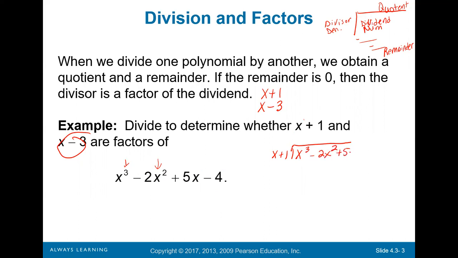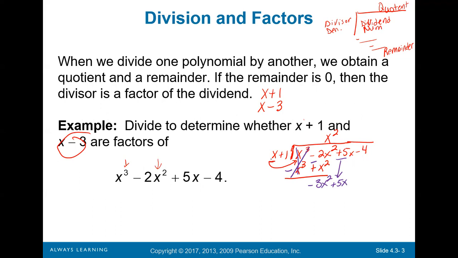All right, so now let's solve. So what we do is we say, okay, x times what will get me x cubed? Well, I know x squared will do it. So x squared times x is x cubed. x squared times positive 1 is positive x squared. Now we've got to find the difference. So I'm going to subtract. And when I subtract, this goes to 0, that's what we wanted. And now I've got negative 2x squared minus x squared. That gives me a negative 3x squared. Bring down this positive 5x.